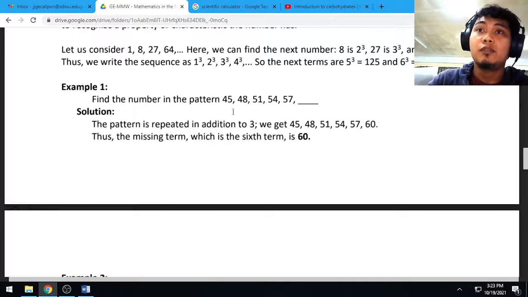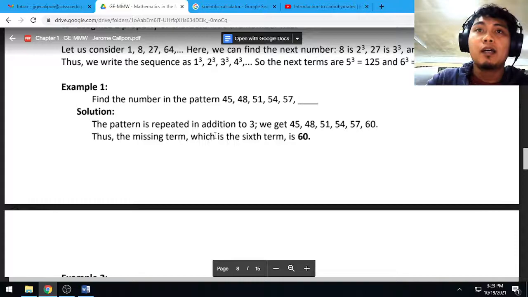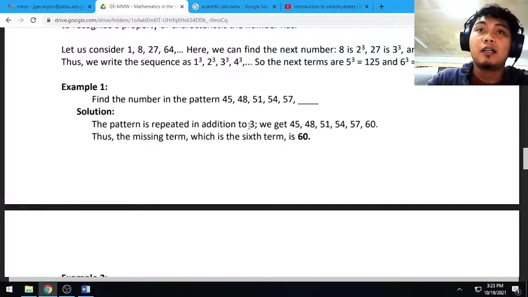Now, nagbigay din ako ng mga example for arithmetic sequence. Now, here's the thing. Pag ganito lang yung problem na simple lang, sabi dito, find out the next number in the pattern. So in example number 1 dito, nakikita natin na ang pattern niya is by adding 3. So yung last term, yung 6th term, we can get an equivalent of 60. So 57 plus 3 is 60.